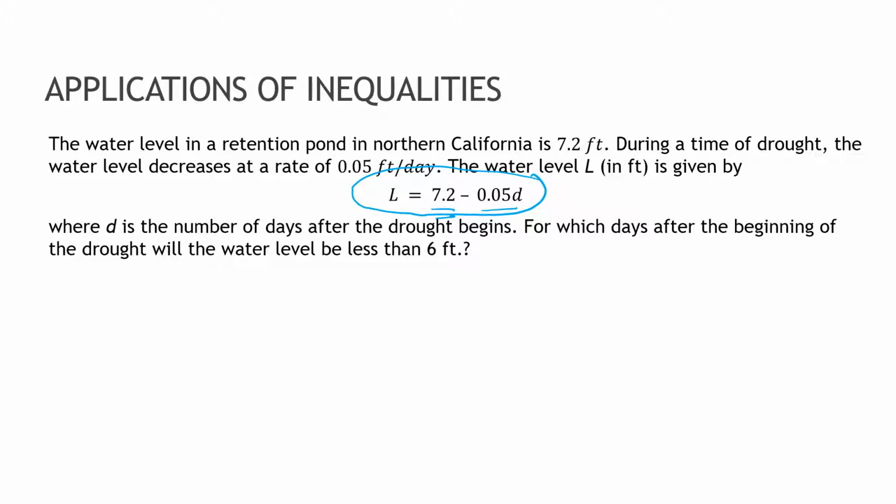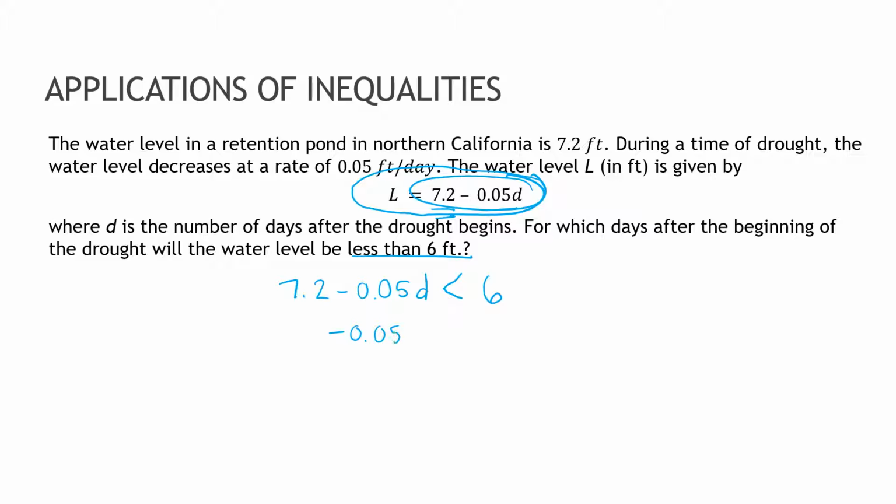Then it says, for which days after the beginning of the drought will the water level be less than 6 feet? So if this is the water level, 7.2 minus 0.05d, when is that going to be less than 6 feet? That means less than 6 feet. So not less than or equal to, just a less than. And now I'm just going to solve.